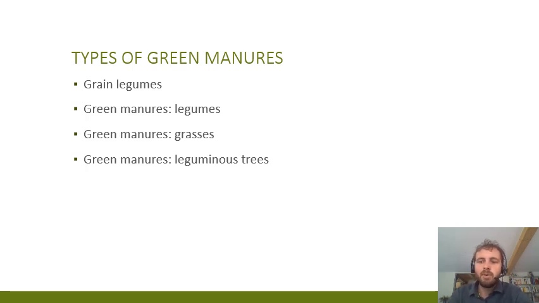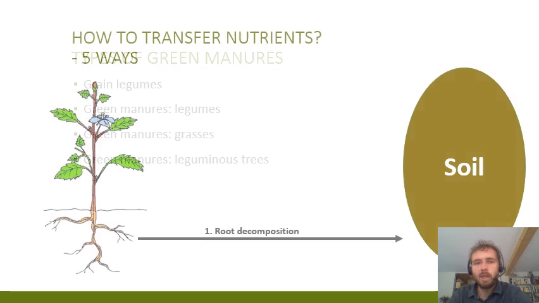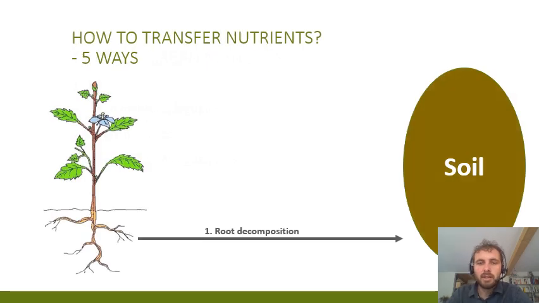But of course, if you have your nitrogen and your nutrients in the green manure, you don't have them in the crop. So the big question is, how can you bring these nutrients to the crop that you want to fertilize? And for this, there are 5 ways to bring the nutrients from the green manure crop to the soil, and then, of course, to the crop you want to fertilize.